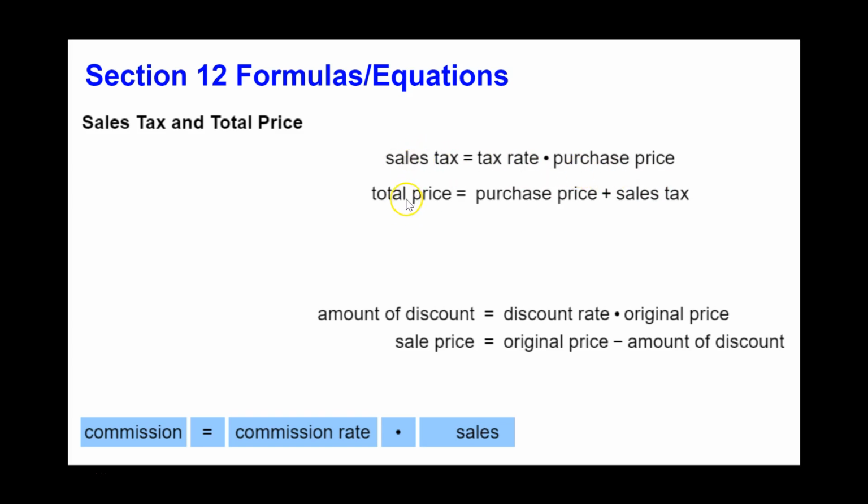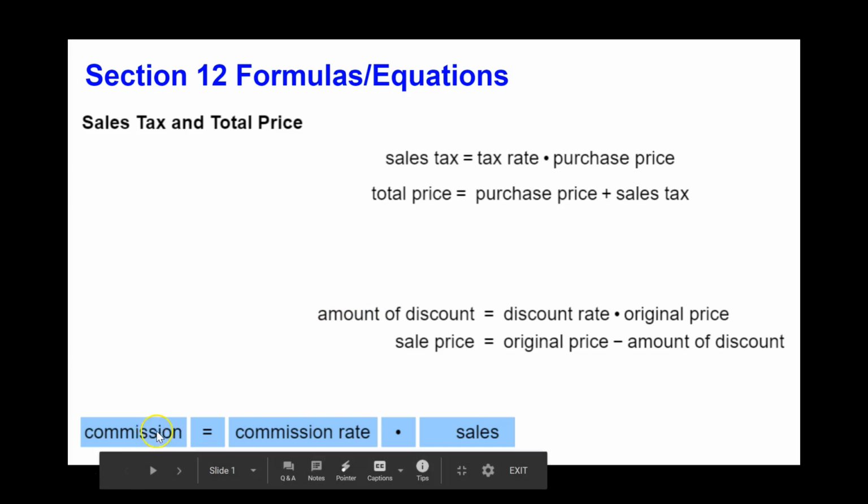That tells you what the tax is on what we're purchasing. The total price comes in where, now that we know the sales tax, we add it to our purchase price, because obviously we have to pay taxes on everything, and that gives us the total price for whatever we're purchasing. Here are some more formulas.